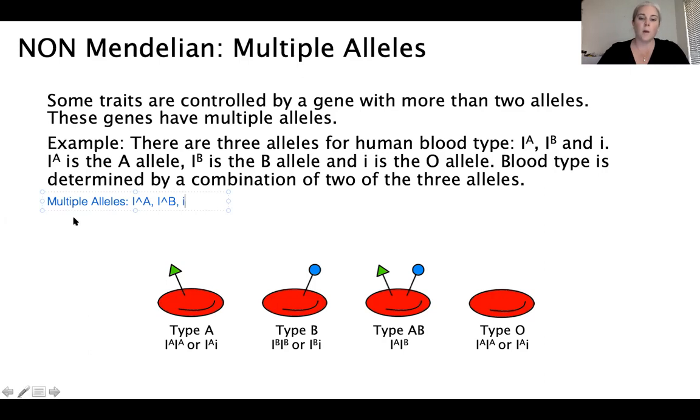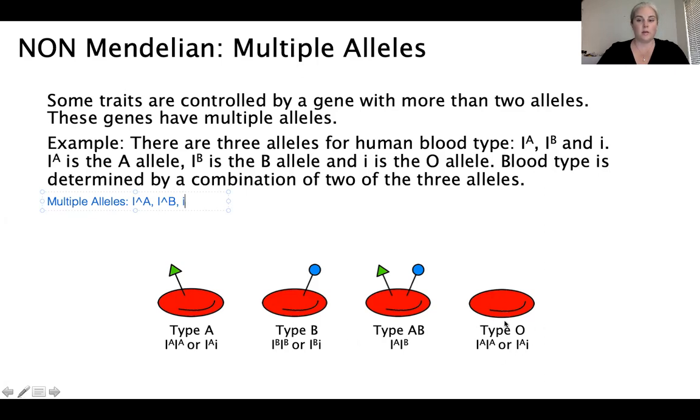Now, when we talk about blood types, you can be type A. You can be homozygous dominant, I^A I^A, or you can be heterozygous, I^A and then lowercase i. The lowercase i won't make a functioning version, but this allele right here will. And so you'll have enough of those to have type A blood. Same thing for type B.